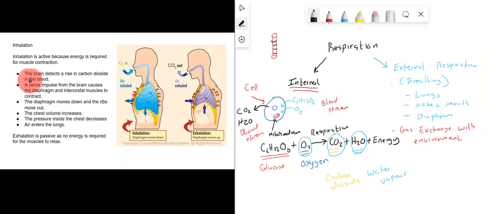So what happens then is the brain detects a rise in carbon dioxide in the blood. A nerve impulse from the brain causes the diaphragm and intercostal muscles to contract. The diaphragm moves down and the rib cage moves out. So this is what happens here. The chest volume increases, and air pressure inside the chest decreases. So this allows the air from the outside to come in, and air enters through the nose and the mouth into the lungs. And then the opposite of that happens when we exhale.